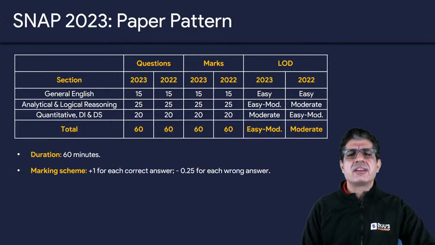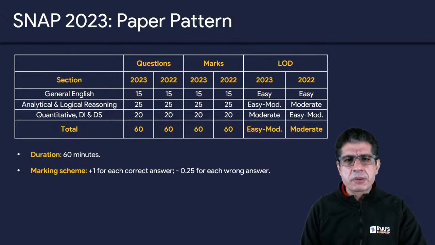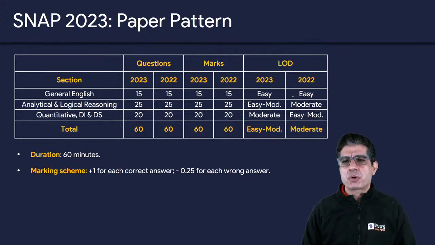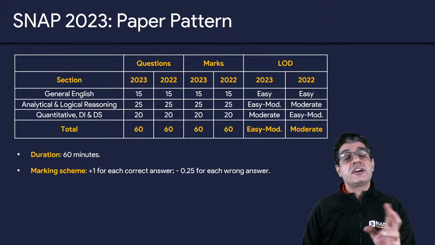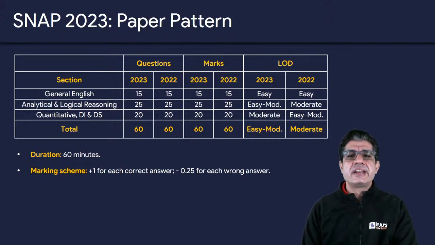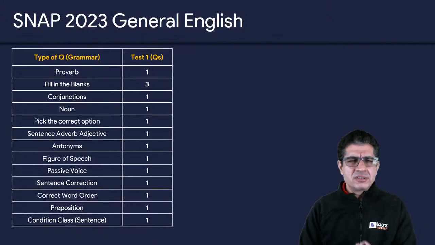This is once again a slightly more detailed look at the paper pattern. If you've attended a live analysis of Snap immediately after your exam, you probably know that the difficulty level was more or less at par with the previous year. Same for general English. Analytical and logical reasoning turned out to be a little easier, whereas Bond DIDS turned out to be a little more difficult compared to last year, and that obviously has some bearing on the cutoffs. And here is the detailed breakup of what we got in slot 1.